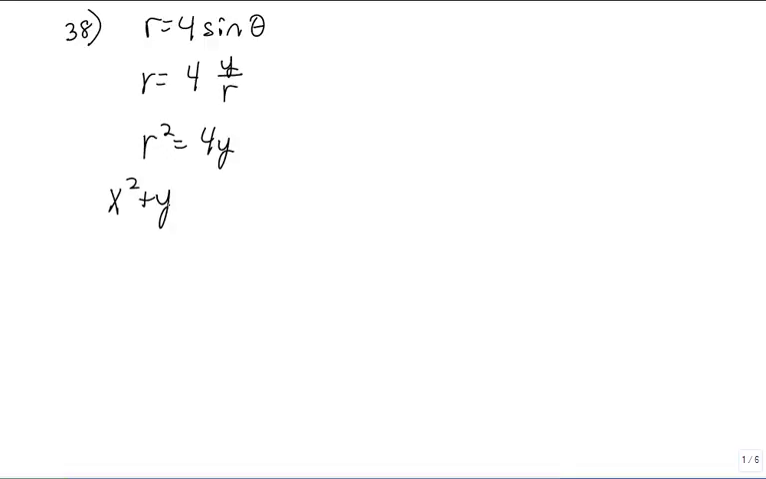Okay, 38. R is 4 sine theta. Well, sine is y over r, so you get r squared equals 4y, or x squared plus y squared minus 4y equals 0. And the traces are circles. That's just a circular cylinder.